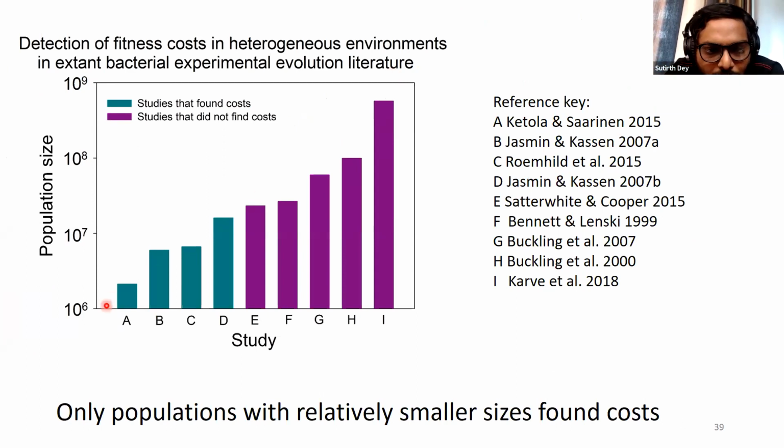And when we plot them in ascending order of population size, we find that all the studies which are finding costs are the ones which have evolved at relatively small population sizes. All those which have evolved at relatively larger population sizes are not finding any costs. Now, obviously, this was exciting for us. But then, if you go around looking for patterns, you find all kinds of patterns at all kinds of places. So obviously, one has to go beyond this.